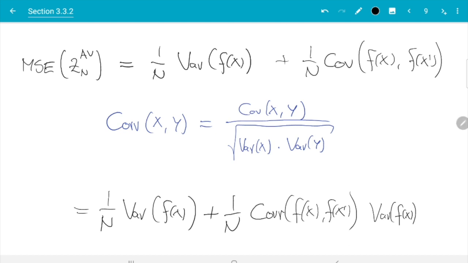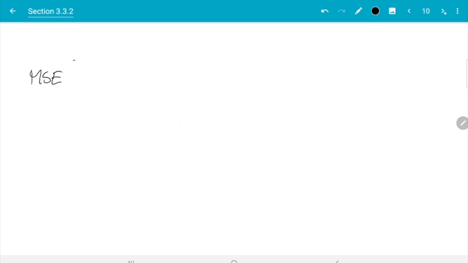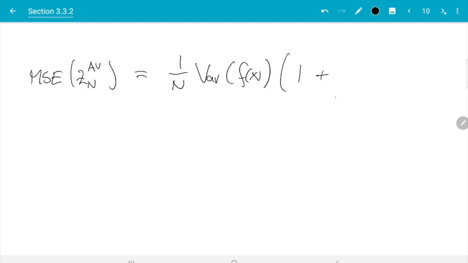So that is now the formula for the case where we express it in correlations, the correlation in the book I denoted by rho. So we get the mean squared error is the old mean squared error, 1 over n variance, plus 1 over n variance again, but multiplied with rho. So the mean squared error of Zn for antithetic variables is 1 over n variance of f of x times, the first term had a 1, and the other one had a rho. And so we see it is as we expected. If the correlation is negative, we gain something: then 1 plus rho is less than 1, and the new mean squared error is smaller. If the correlation is positive, then the error actually gets larger.